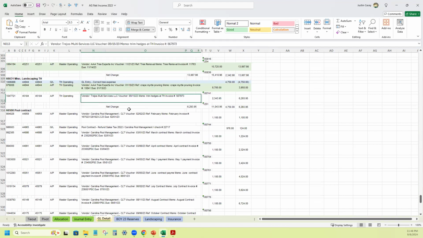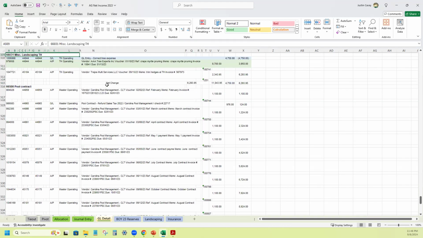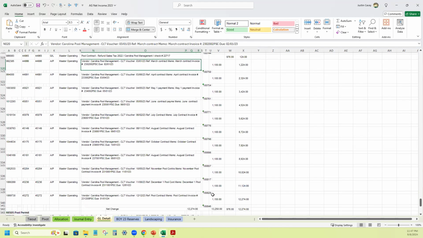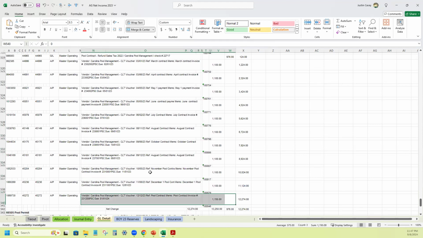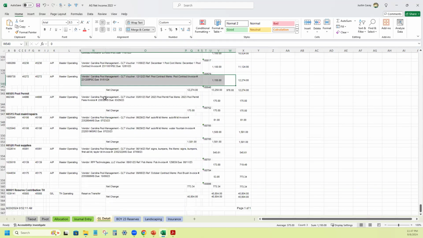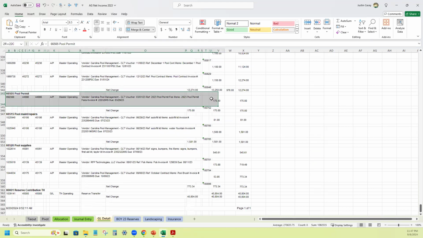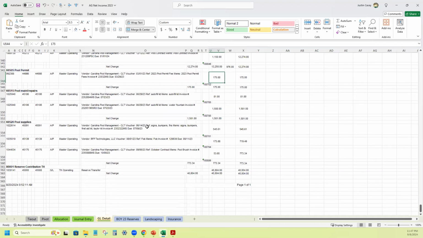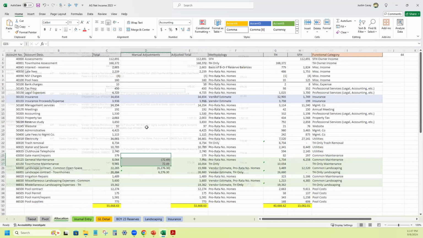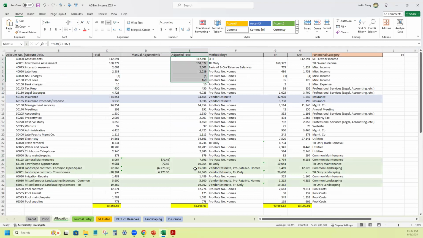Pool cost here. So I recognize these vendors. These are vendors that are appropriately coded into miscellaneous landscaping townhome. Carolina Pool Management here, and the dollar amounts are aligned with our contract, so that makes sense. Looks like we had a renewal that increased it $50 a month, 600 a year. Pool permits, that's appropriately coded, $175, that makes sense, and pool supplies and all these vendors, that's all good. So that all makes sense to me. And then we'll get to the adjusted total column.